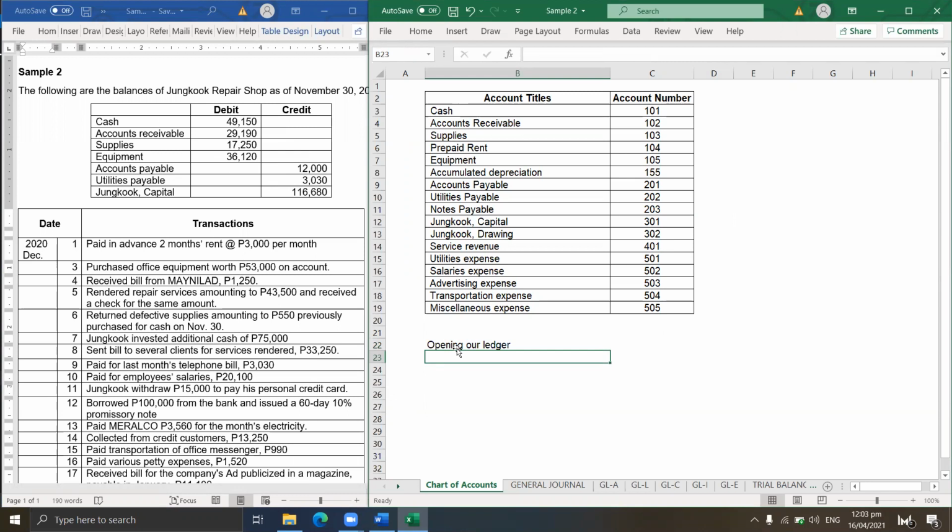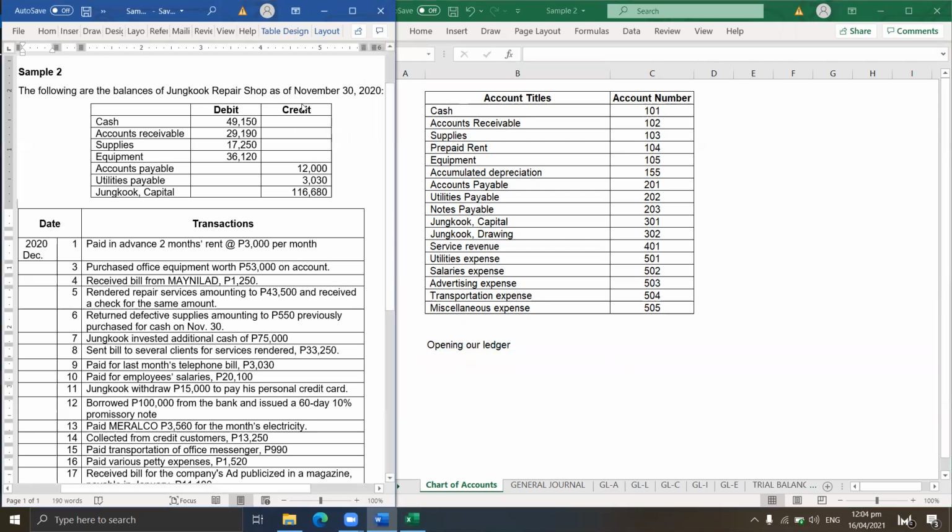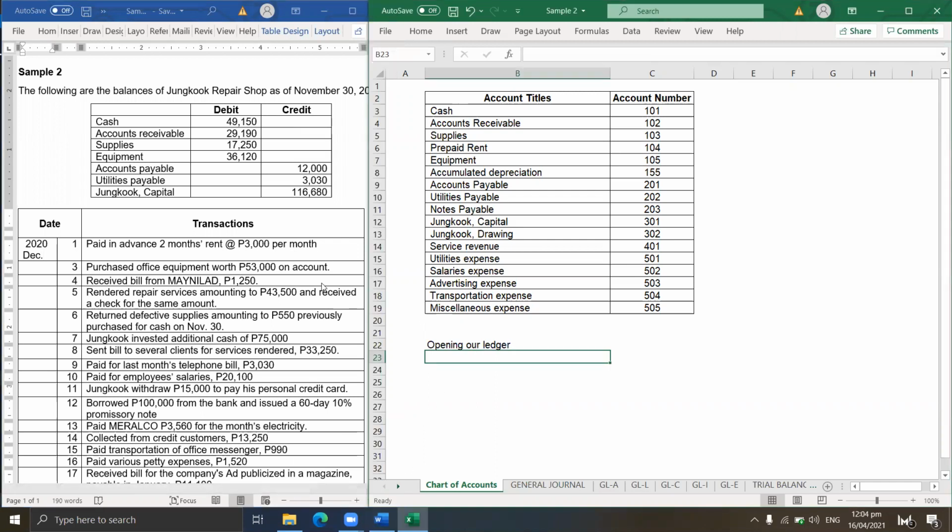When we get to module 5, and I have discussed this in our general steps in the theory of module number 3, on the latter part of the process there is a closing entry. So last month, in November, Jungkook Repair Shop made a closing entry, so it closed the books. But now that we are entering the month of December, we need to open the ledger for the new transactions.